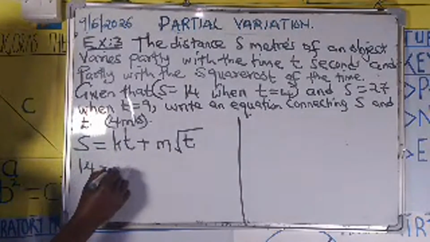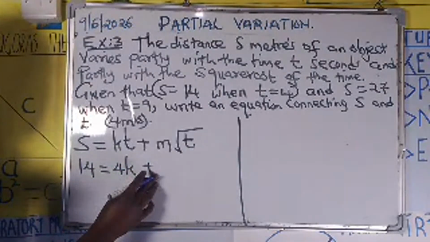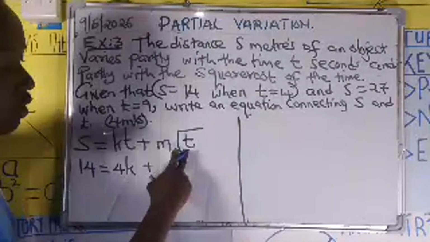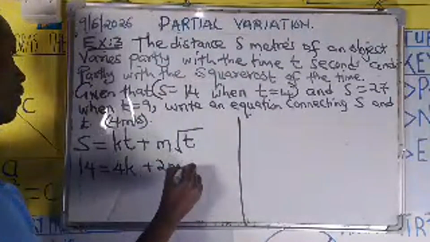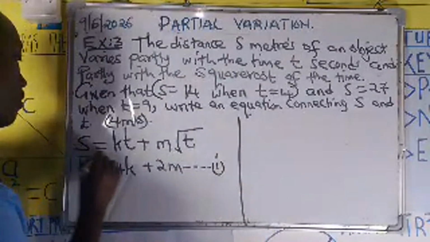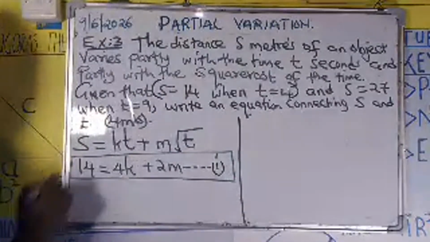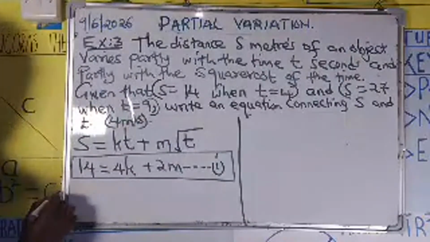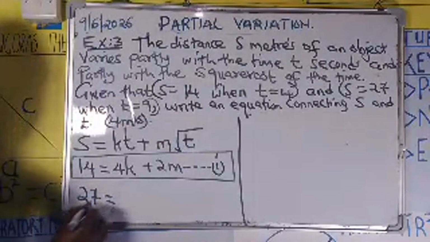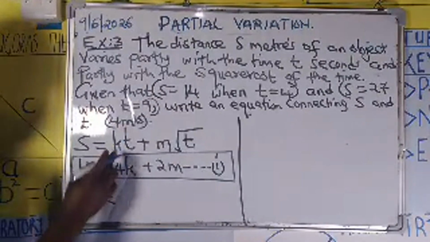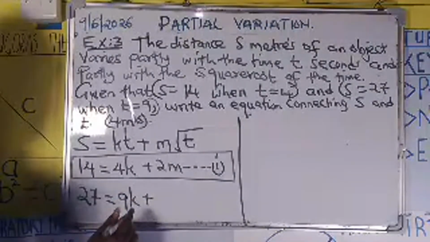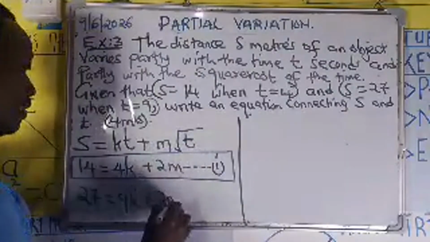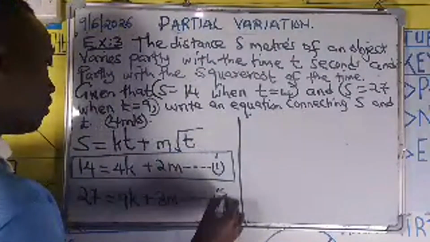So 4 times k will be 4k plus, our t being 4, the square root of 4 is 2, 2 times m will be 2m. And that will give us the first equation. Let's get to the second one. When s is 27, t is 9. So 9 times k will be 9k plus m times the square root of 9, which is 3, so 3m. That will be our equation 2.